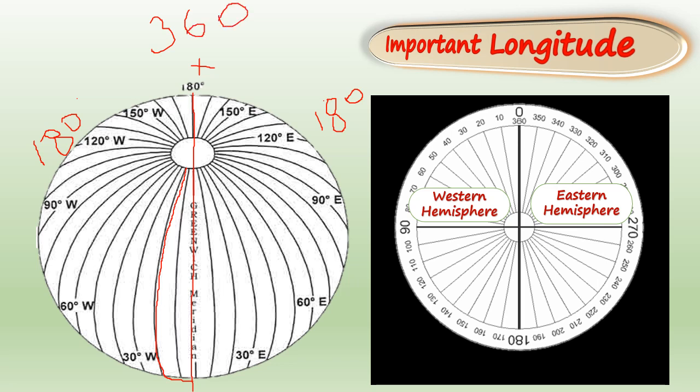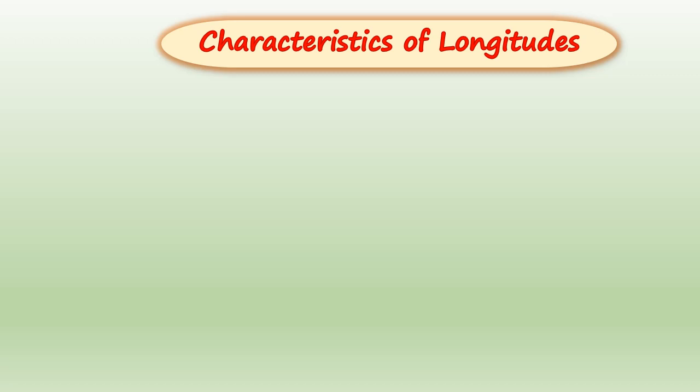Okay, children, why 360? Because they are making half circles. They are not making full circles like latitudes. Is it clear, children? This much is clear. Now see what. Now, children, let's see what are the characteristics of longitude.